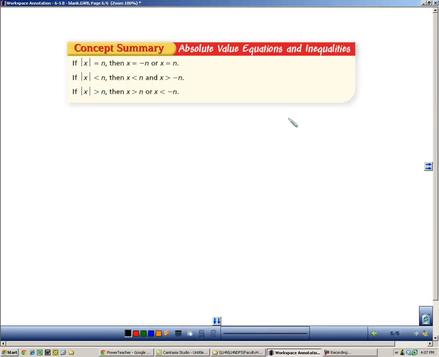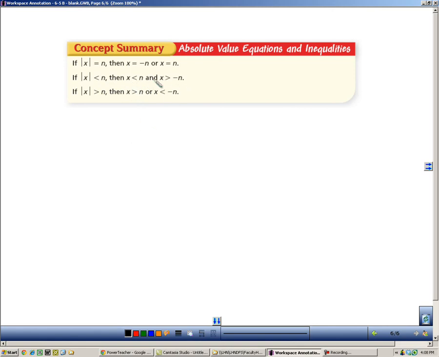Here's a concept summary of everything that we just went over. It's a good place to find all this information in one place. If you have an absolute value that's equal to a number, you set it equal to the negative, also the positive. If you have an absolute value that's less than a number, then you set it greater than the negative and less than the positive.